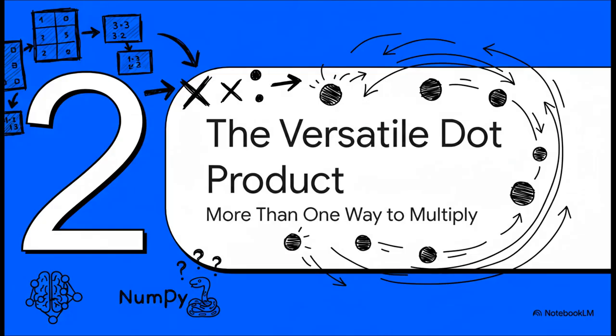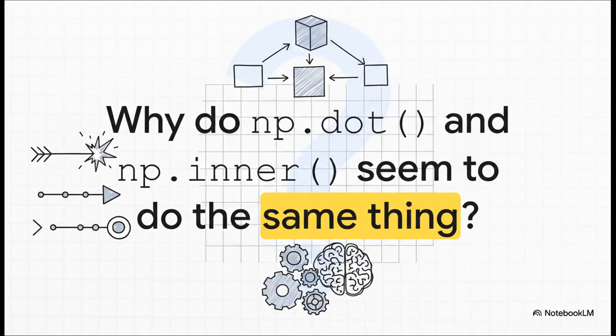All right, so we've got our data structure down. Now let's look at one of the most fundamental operations, multiplication. And right away, we're going to hit a point of confusion that trips up almost everyone when they're starting out. Let's untangle it. Seriously, if you've ever worked with NumPy, you have asked this question. You've got these two functions, dot and inner, and for simple little vectors, they give you the exact same answer. So why do we need both?